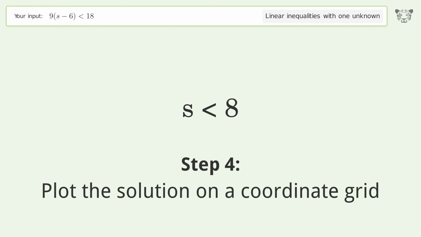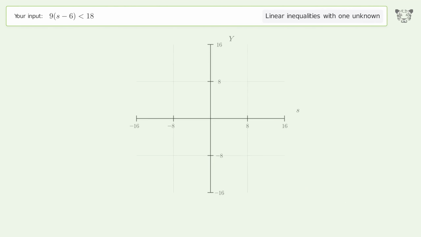Plot the solution on a coordinate grid. And so the final result is s smaller than 8.